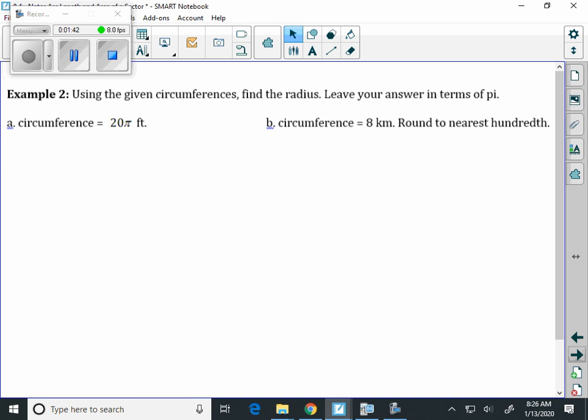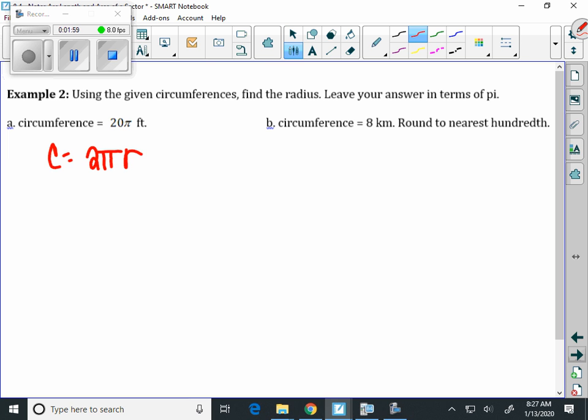As we get to example number 2, it says use the given circumference, find the radius, and on part A it says we're going to leave it in terms of pi, although watch what happens. Once again, the formula for circumference is 2 times pi times r. And this time the value that we're given is the circumference. It is 20 pi. And over here we have 2 times pi times r. And what we want to figure out is what does r equal?